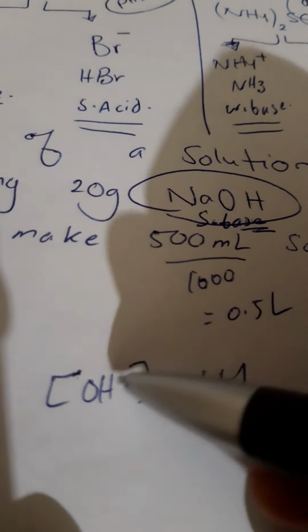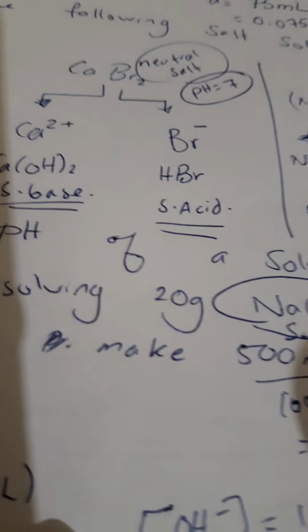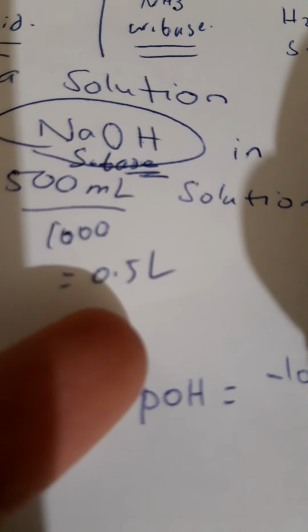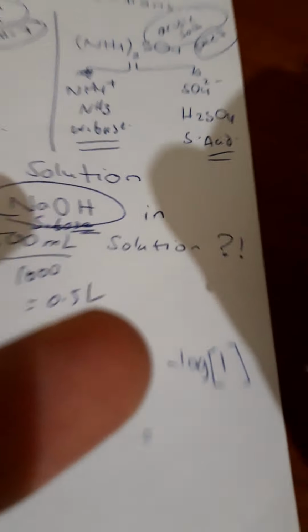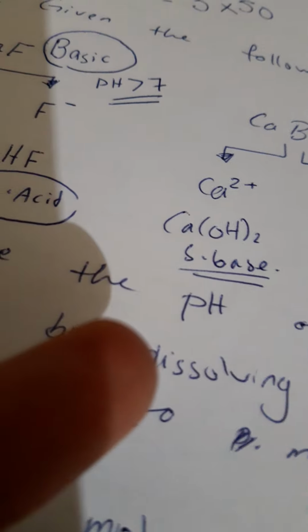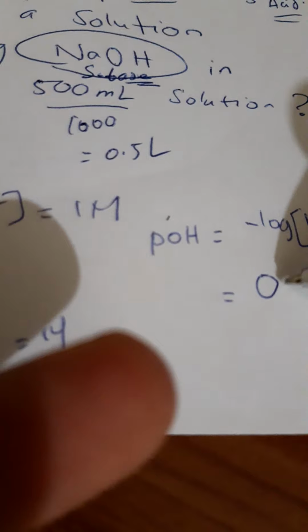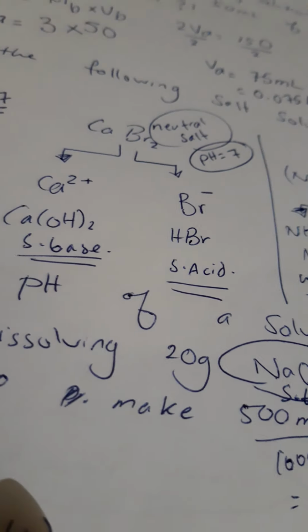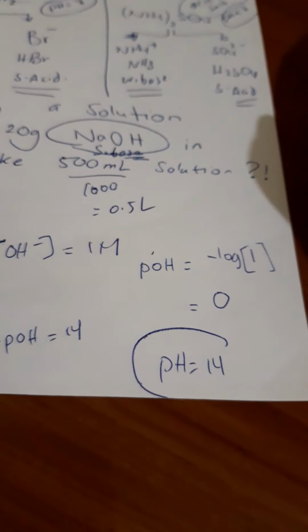Using the equation, the concentration of OH minus of a strong base will give pOH, because we are having a strong base: negative logarithm of 1, right? And negative logarithm of 1, guys, equals 0. So using the equation pH plus pOH equals 14, and you have pOH equals 0, this makes the pH of this solution equal to 14. pH equals 14. Okay, guys?